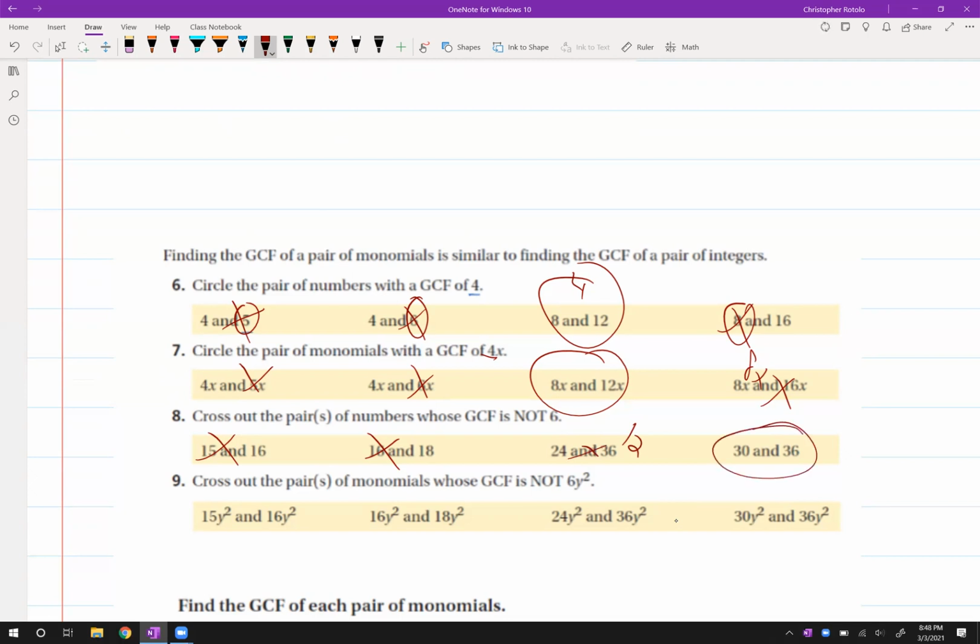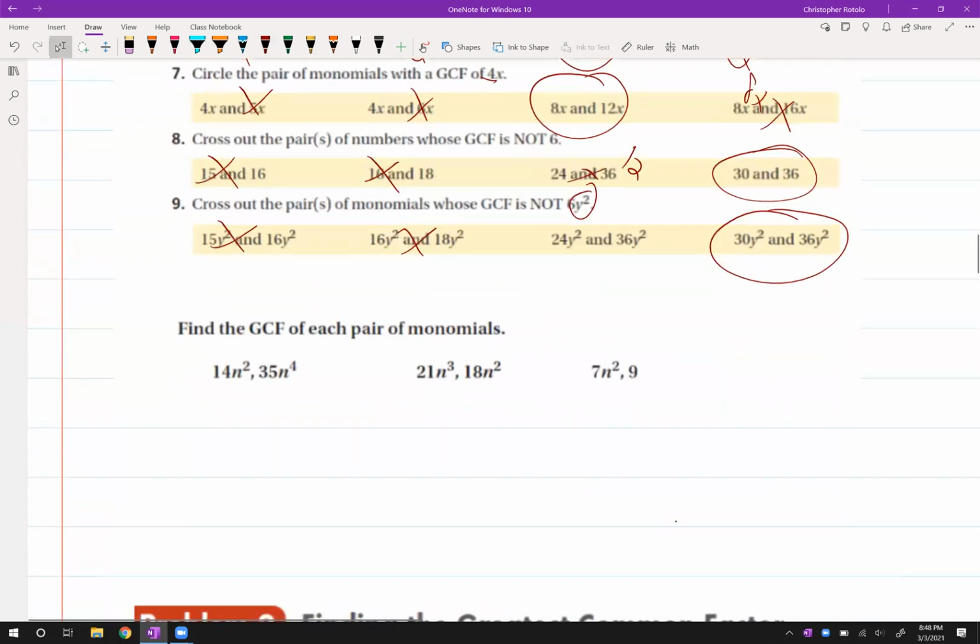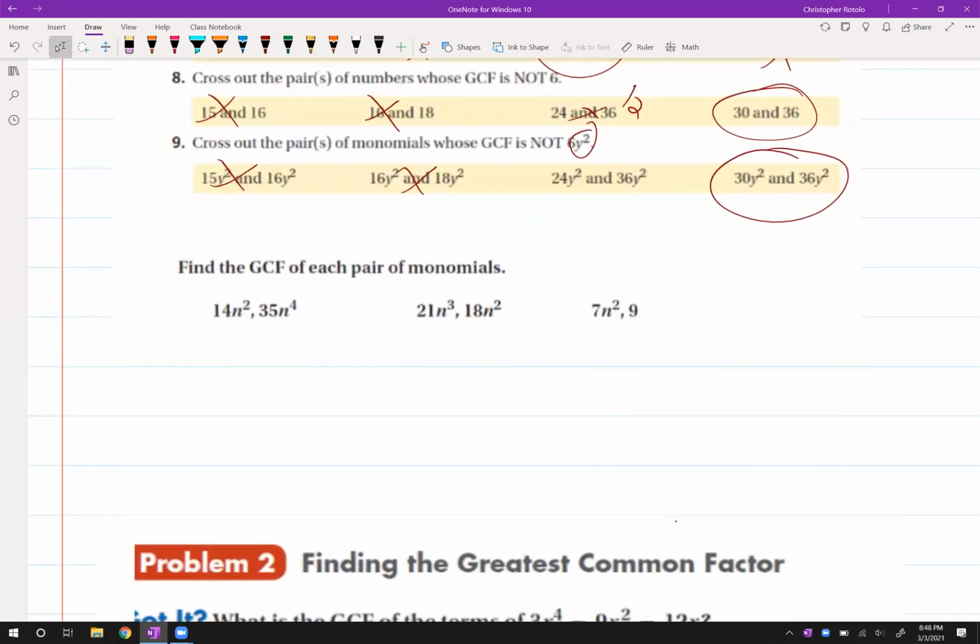Now notice all the numbers are the same, except this time we have y squared tacked onto it. And what that means is that both of the terms have to have at least y squared. Okay, so that's how we find a GCF with variables. This typically is the new thing from 8th grade to your Algebra 1. All right, so 14, 1, 14, 2, and 7. I don't think there's anything else, but this n squared is n times n.